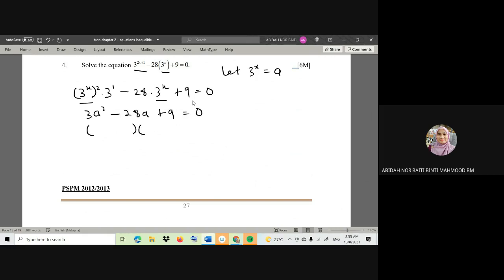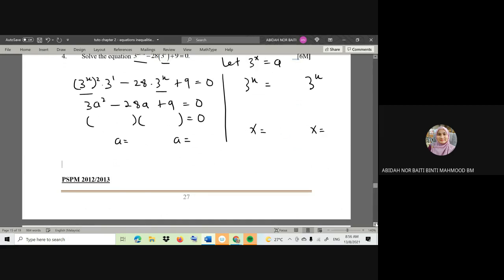Okay, then factorize because this is quadratic equation. Find your a. A dapat berapa? Then ganti balik ya. A kamu tadi apa? Boleh? Change to same base ya. Change to base 3 lah tu nanti. Then you get value of x. Boleh?